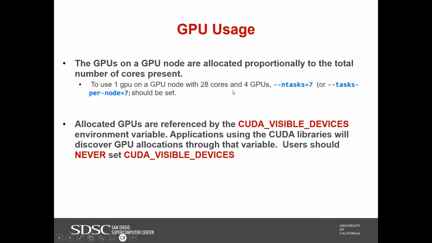So here are the slides about how to use GPU. If you want to use one GPU, please ask for seven tasks per node. And same as before, we also use CUDA_VISIBLE_DEVICES, this environment variable, to allocate GPU cards. So please don't set this value by yourself. Once your GPU job begins, you will be assigned one of the cards as well as some values in this environment variable.